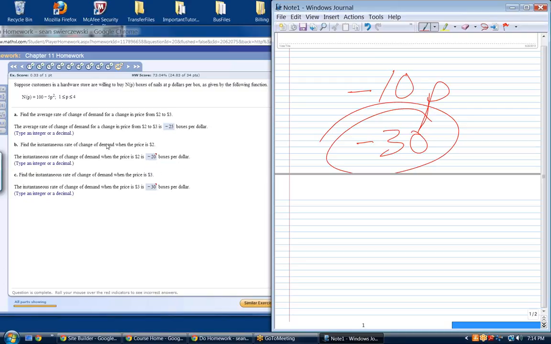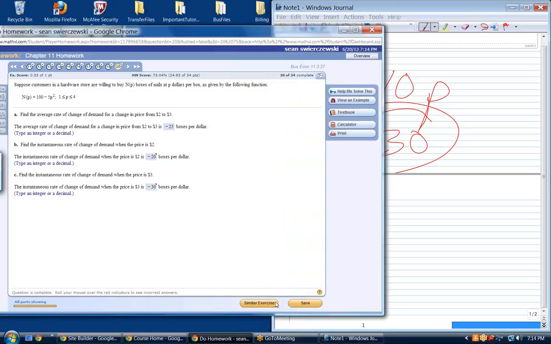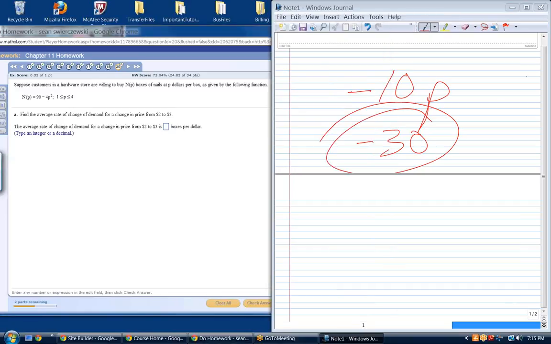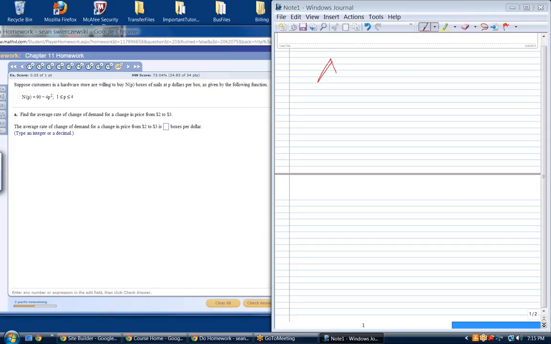So what do I have to do to find a similar one? Go down and click on similar exercise? Okay, let's do that. All right, what's the average rate of change in price from $2 to $3? Remember how we did it? Not really, because I was waiting to take notes with the new numbers.